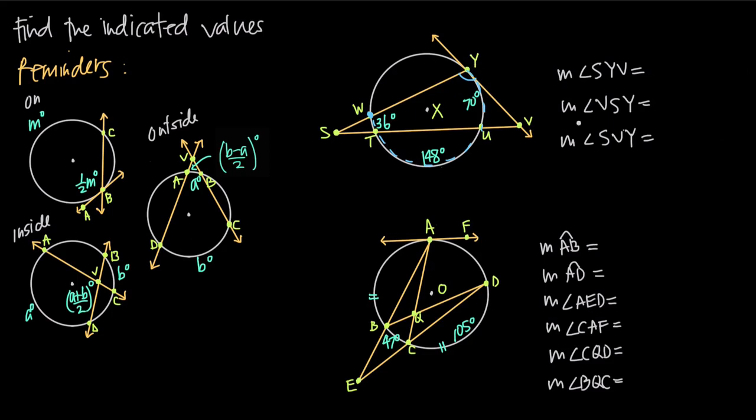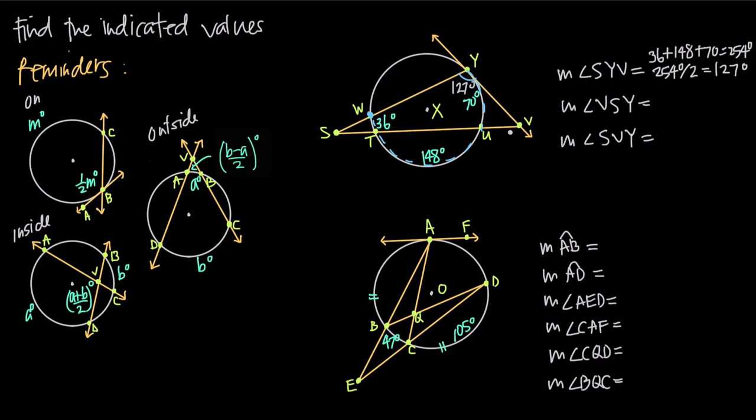So what we would say then is 36 plus 148 plus 70 is going to give us 254 degrees for the degree measure of this inscribed arc. So what do we know based on this formula here? If the arc is 254 degrees, the angle measure is 1/2 of the degree measure of the arc, so we would just take 254 degrees, divide it by 2, and we would get 127 degrees. So then we could say that this angle measure here is 127 degrees. What about the measure of angle VSY?